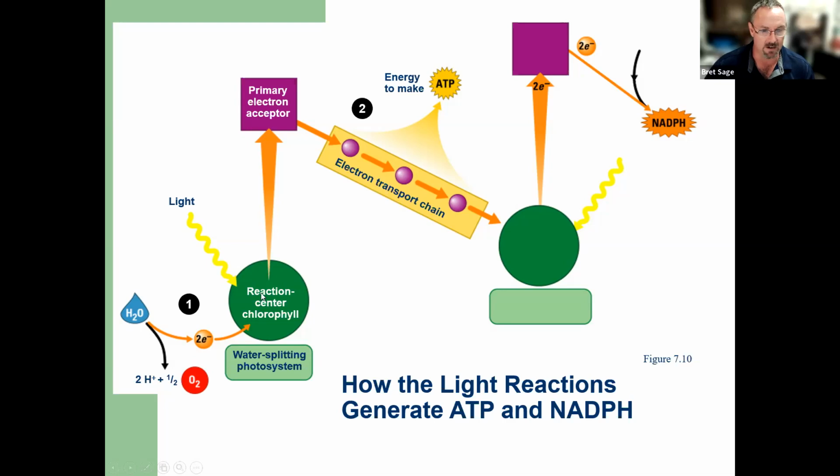So next step, the energized electron that came out of the water. See how the electron's coming out of the water? It's going to get energized by the light as well. It's going to go through the electron transport chain, just like we saw in respiration, and ATP is made.